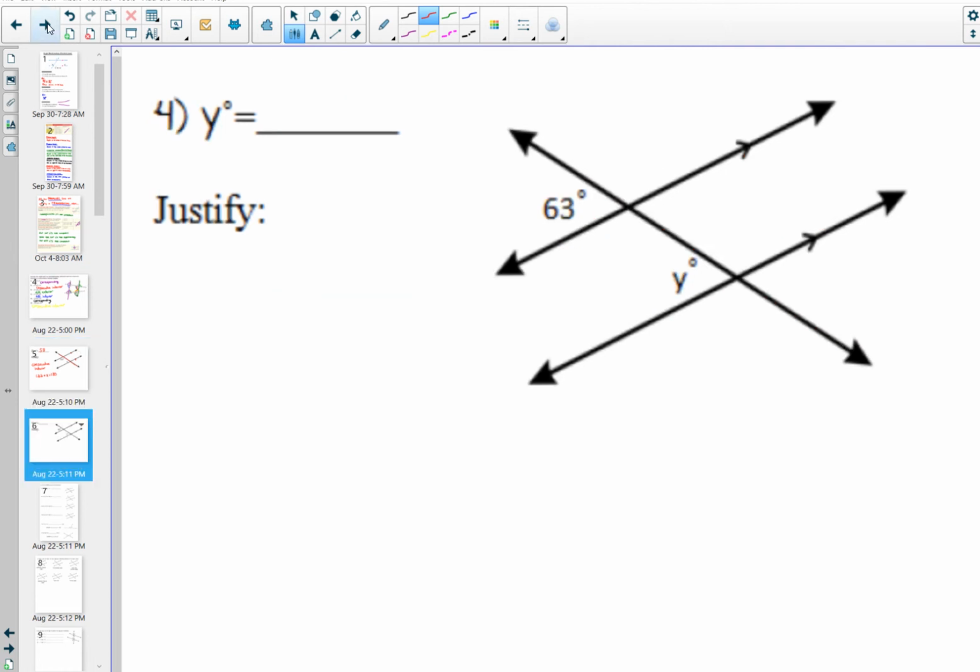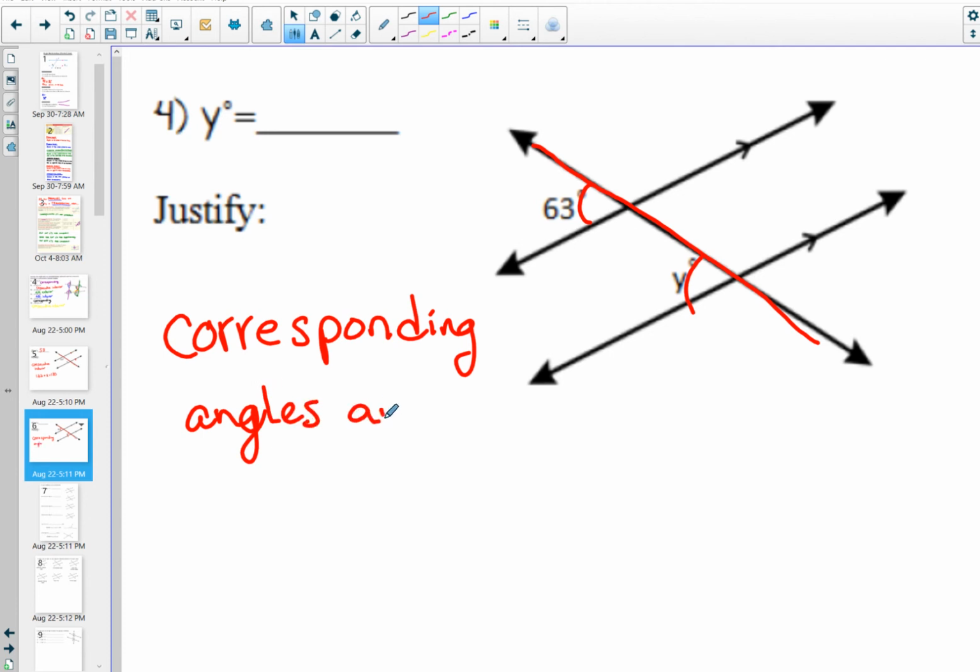Okay, what do we have here? What's our angle relationship between our 63 and our y? They're corresponding. And we know they're corresponding. They're on the same side of our transversal. And if I was to slide it down, they would overlap, wouldn't they? And anytime they would slide down and overlap, they would be corresponding. We know that corresponding angles are congruent. So if this angle is 63, we know that our y is 63.